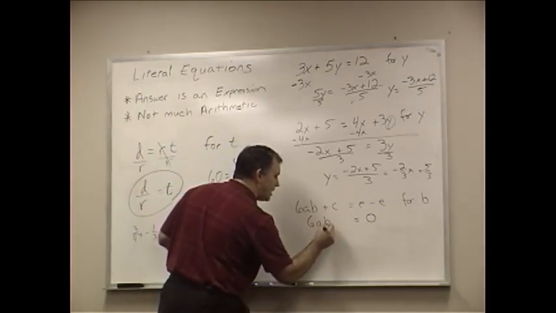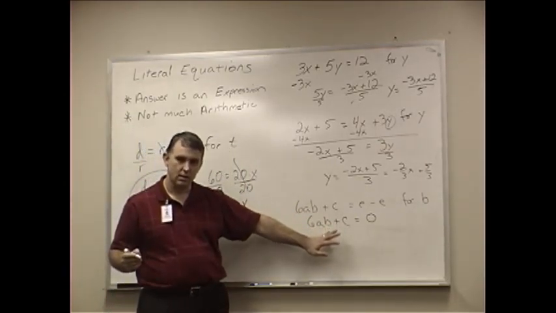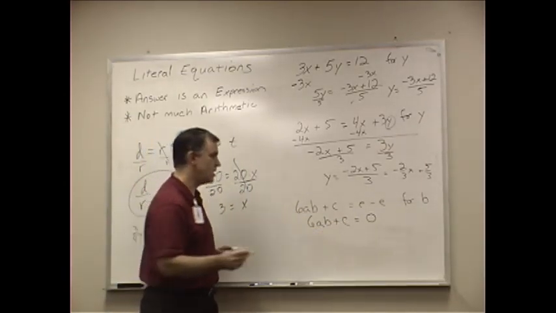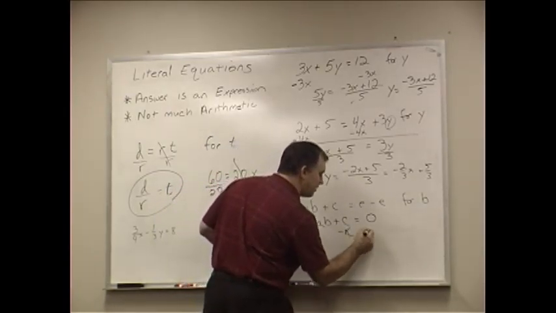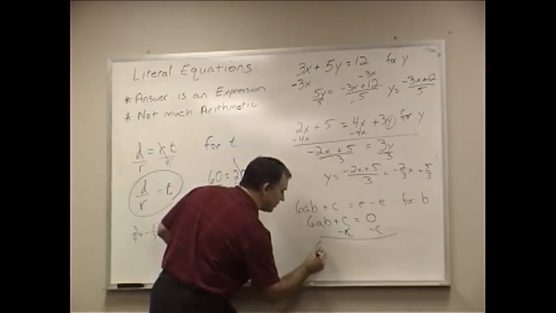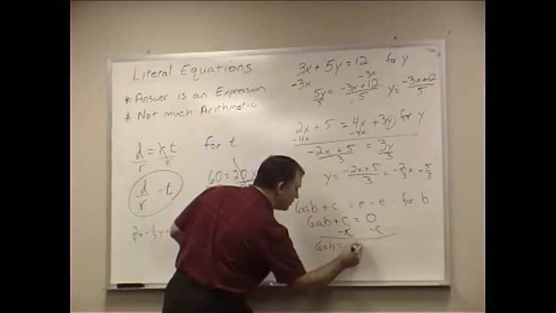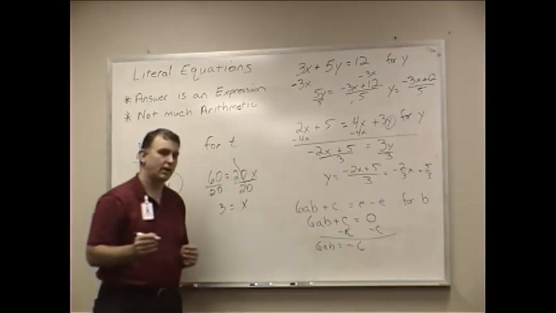So 6ab plus c. Now we're solving for b, so we got to get rid of the plus c. Minus c to both sides. This gives me 6ab equals negative c. I don't know why I'm making that look like a 6, but I am.